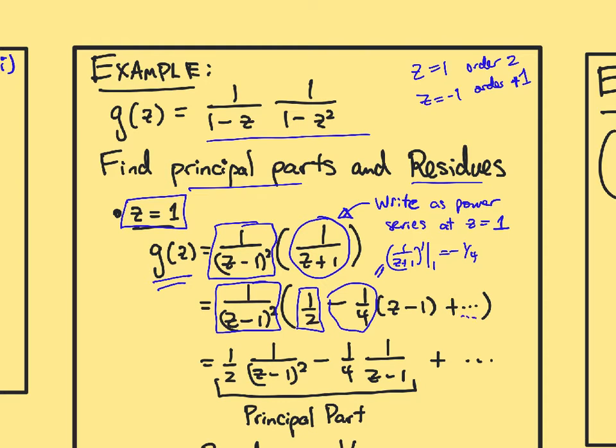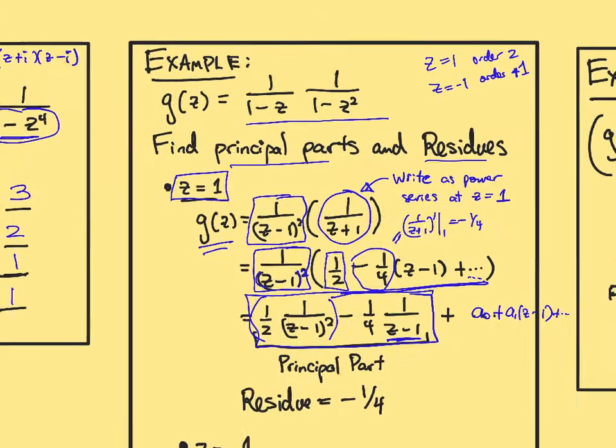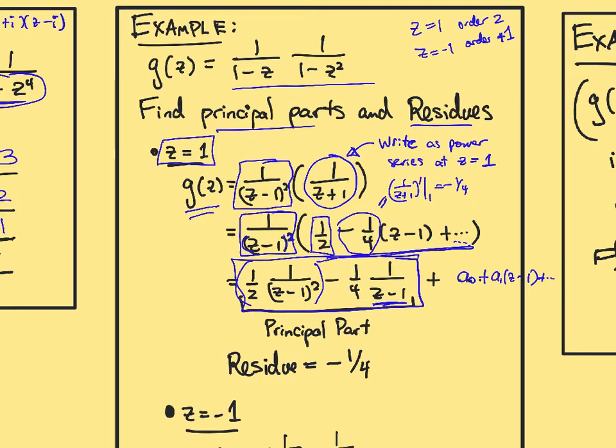And that's all I actually need to know to find the principal part, because when I multiply this power series out times 1 over z minus 1 squared, I'll get a term with a negative 2 power on z minus 1, and then a term with a negative 1 power, but then I'll get into the constant term and the term of order 1 and so on. And so this is the principal part of g at the pole at z equals 1. Okay, and the residue is the coefficient of the first negative power, so it's this minus 1/4.